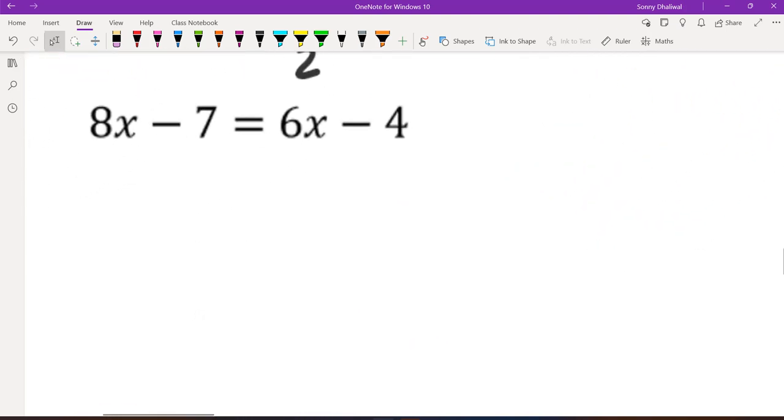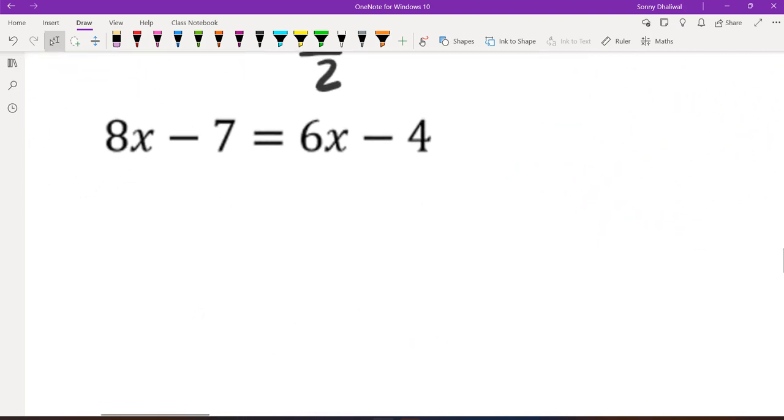Okay, try this one all by yourself. All right? What number do you come up with? The people are not here, so I'm going to quickly do this. Okay, so most people decided to put the x's over here and the numbers over there.